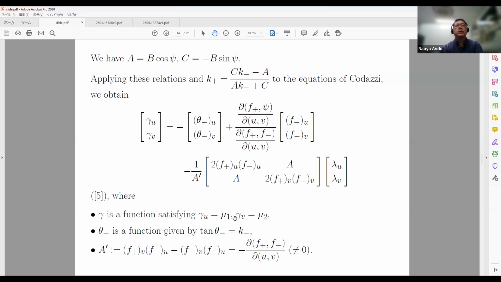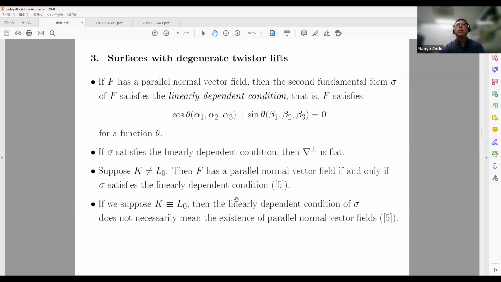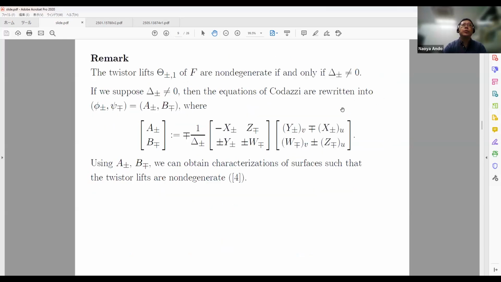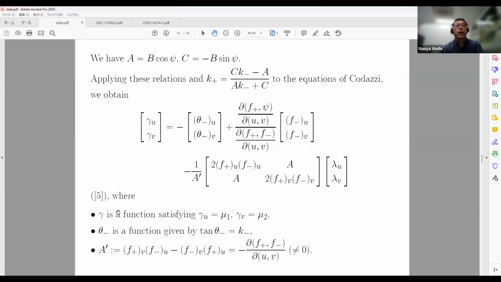Gamma is a function satisfying these relations. Such a function as gamma exists because we suppose this relation. So there exists such a function as gamma. Theta minus is a function given by this. Theta minus appears in this term. A prime is given by this.